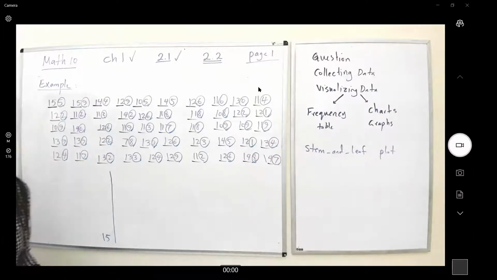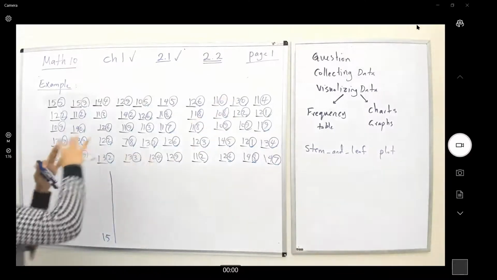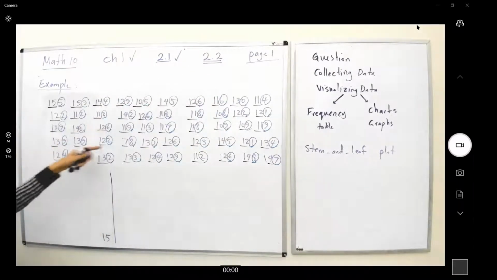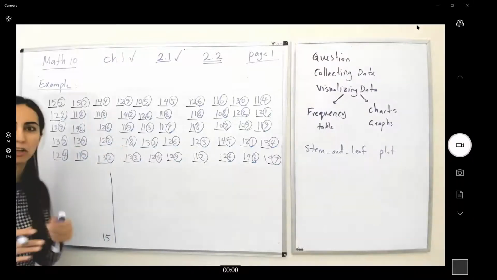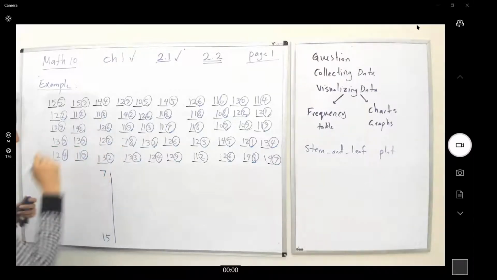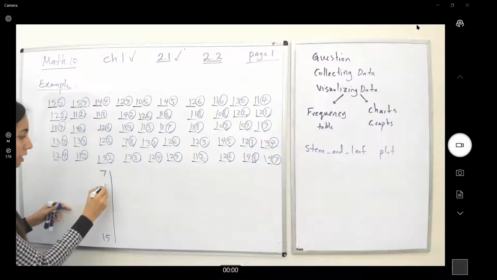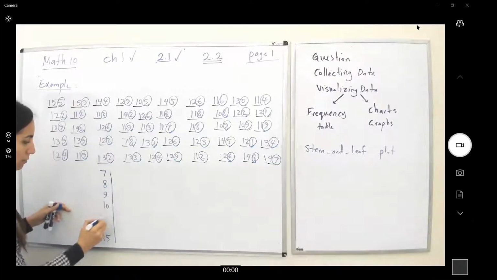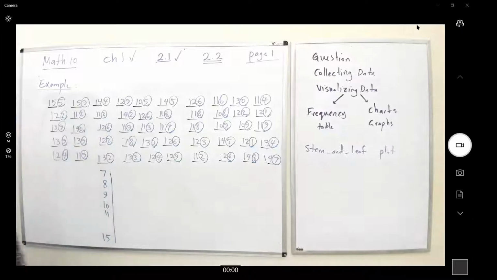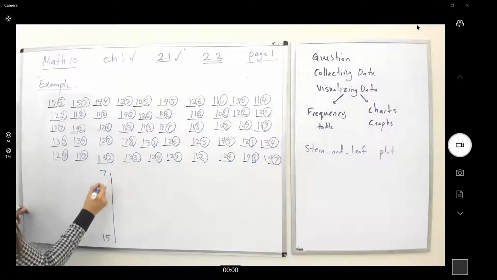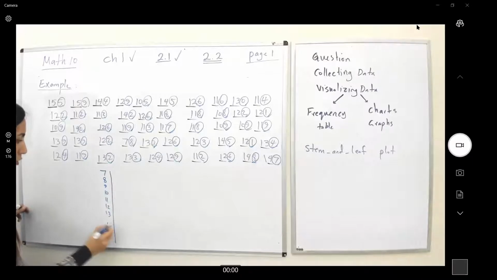What's your minimum stem? Oh, sorry. Is it 7? Yes, we don't have any number less than 7. So you have 7. We can list the rest of the numbers in the middle: 8, 9, 10, 11, 12. I think I need more space here. 7, 8, 9, 10, 11, 12, 13, 14, and 15.